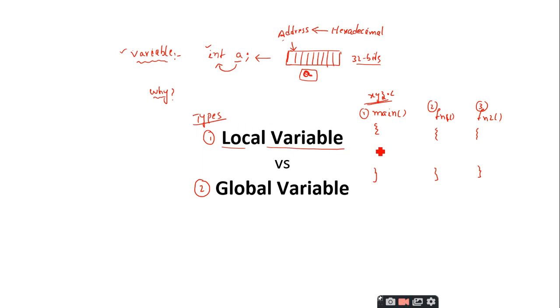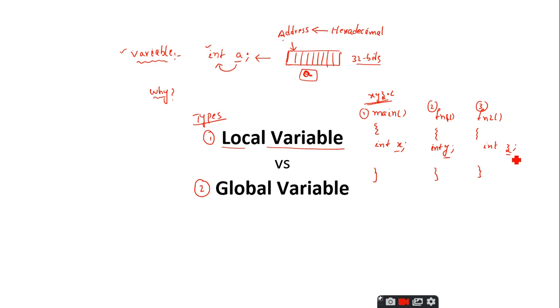Let us give an example. Let me declare a variable x here. Let me declare a variable y in function 1, and let me declare a variable z inside function 2. The x variable is declared inside main, therefore x is called the local variable to main. Similarly, y is declared inside function 1, therefore y is called the local variable to function 1. And z is declared as a local variable to function 2.